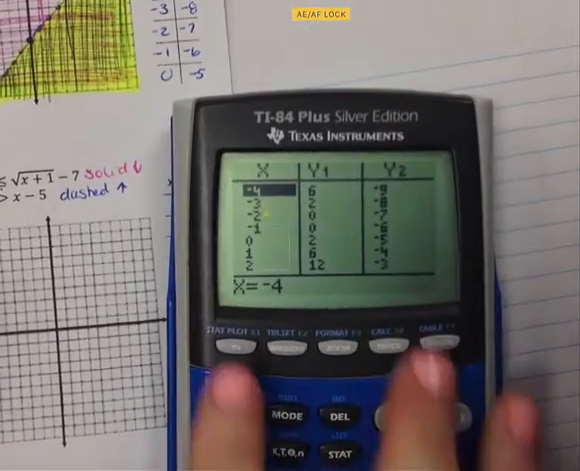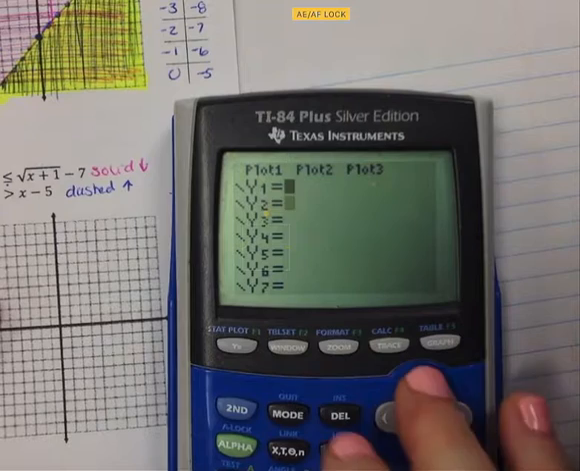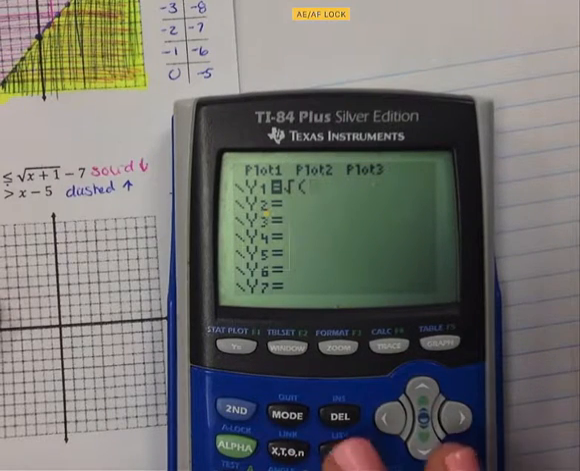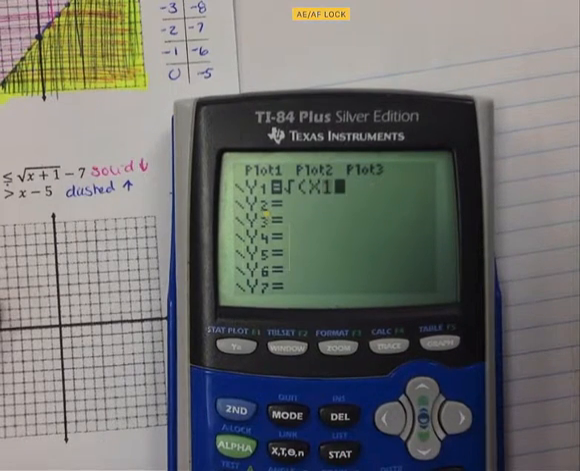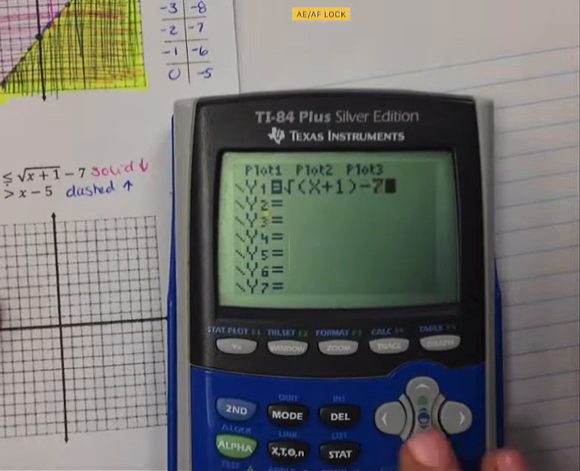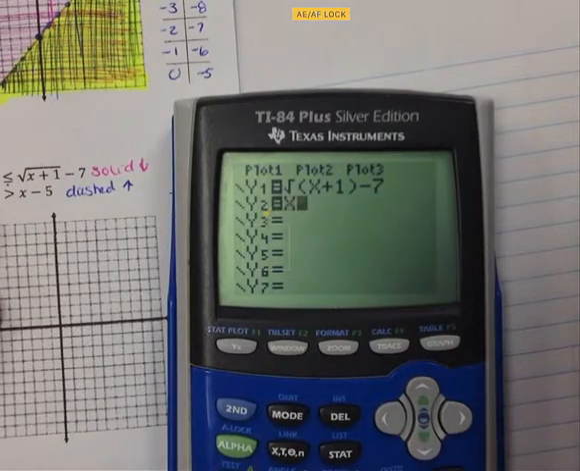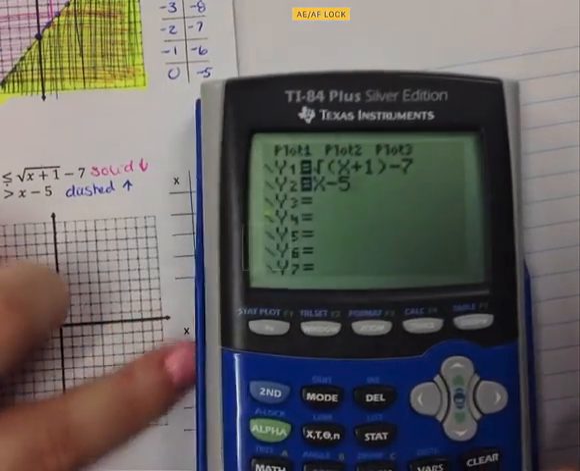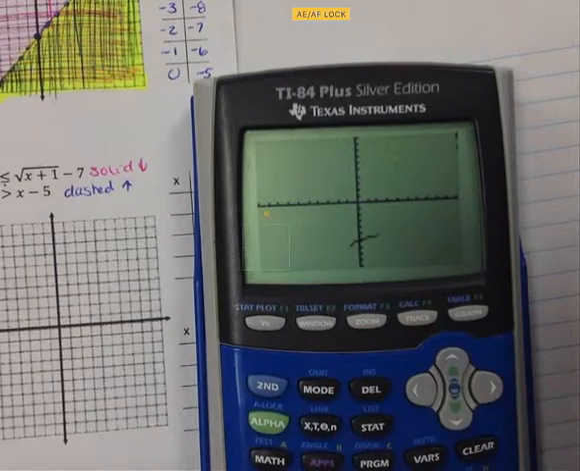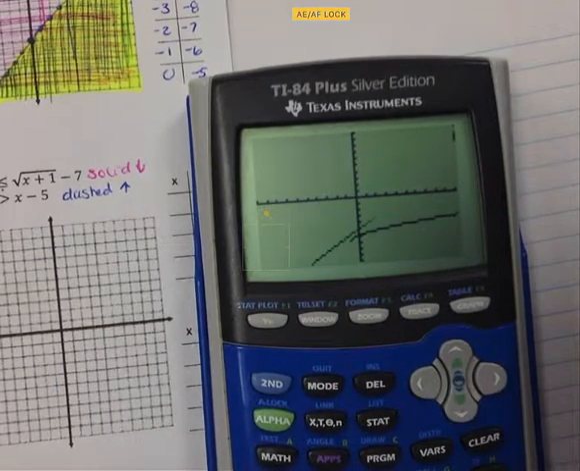So on the y equals, I'm going to clear these out. We have the square root of x plus 1, and those are both inside the radical, so I have to make sure I close my radical after that. And then I have to put the minus 7. Then I'll have the x minus 5, and again, we don't have to put the coordinates, but we can. We'll graph this. And this is in a 10 by 10 scale, so that's good.